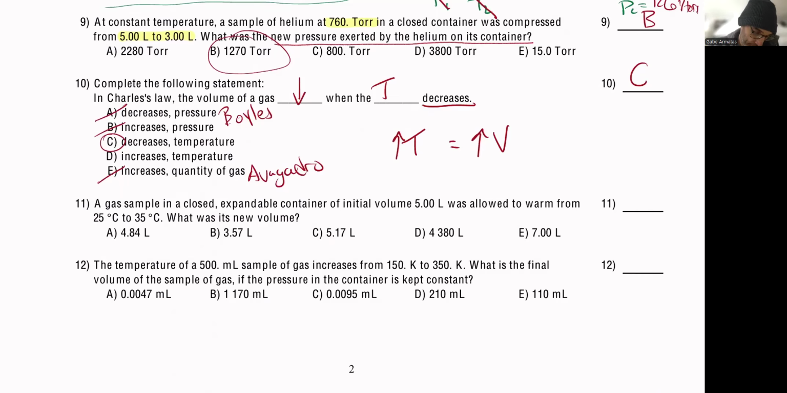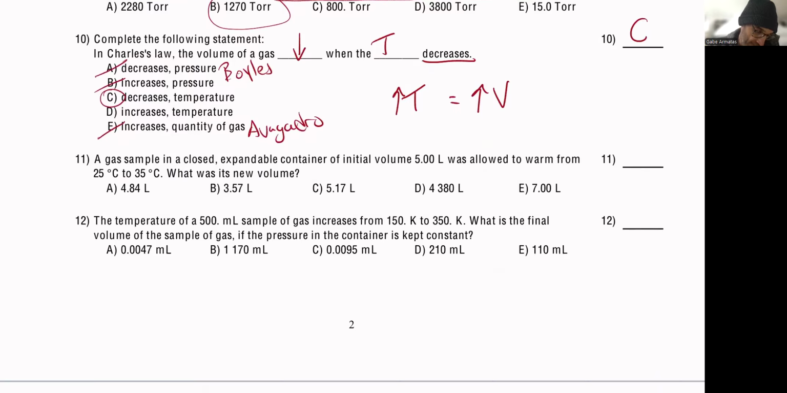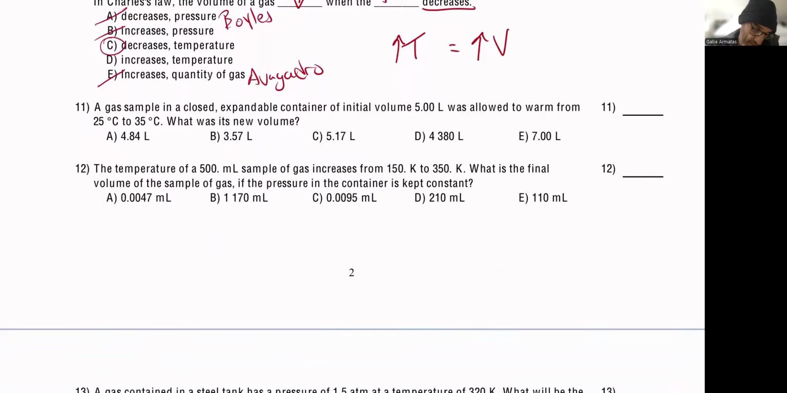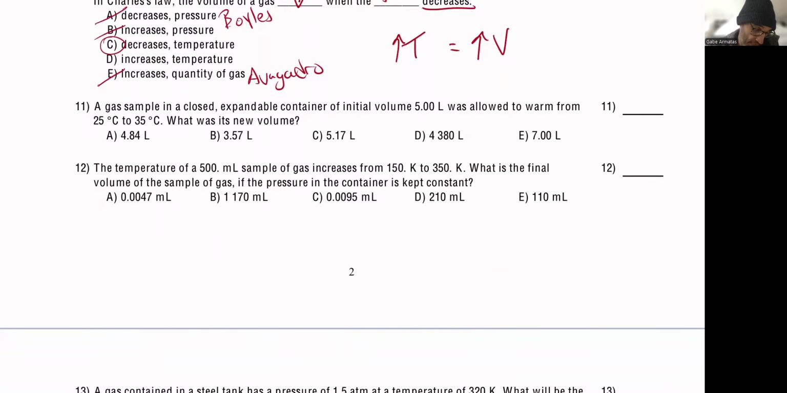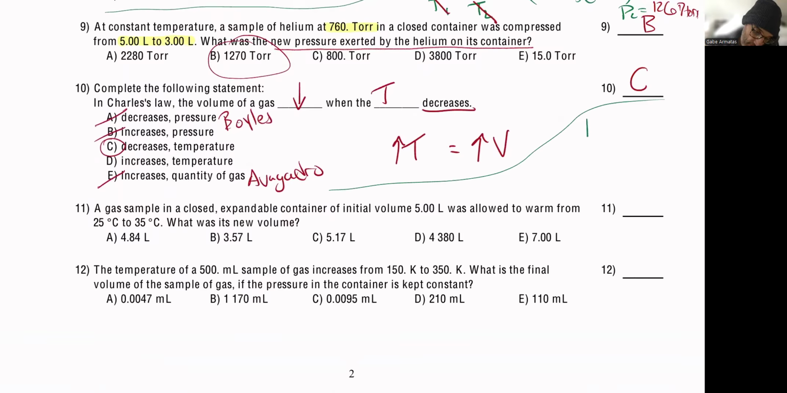Okay, good. Moving on. A gas sample in a closed expandable container with initial volume of 5 liters was allowed to warm from 25 to 35 degrees C. What is the new volume? We're changing volumes, so again we are going to be using P1V1 over T1 equals P2V2 over T2. We have temperature changes, and volume is what we're looking for. We can ignore pressure. That seems to not change, so we don't have to worry about pressure.